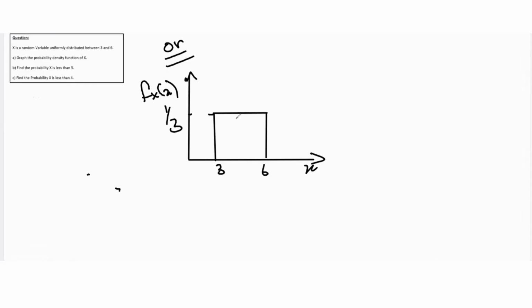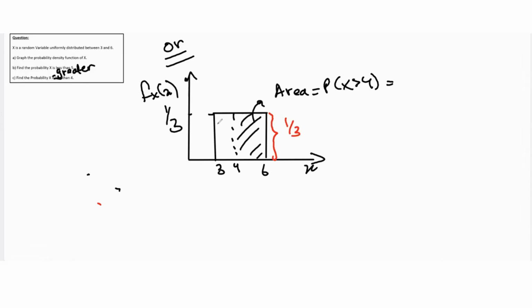For instance, we want to find the probability X is greater than 4. X is greater than 4 is this area. This area under the PDF is the probability X is greater than 4, which is the same thing as the probability X is between 4 and 6, since it takes values between 4 and 6. For the area of this rectangle, the height is 1 by 3 and the width is 6 minus 4, which is 2. So we can find this as 1 by 3 times 2, which is 2 by 3.